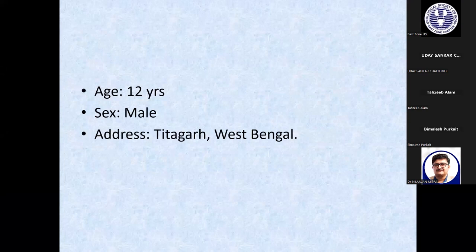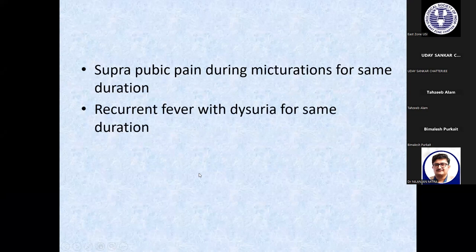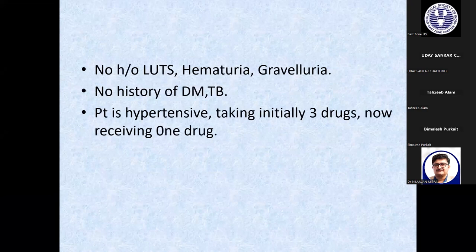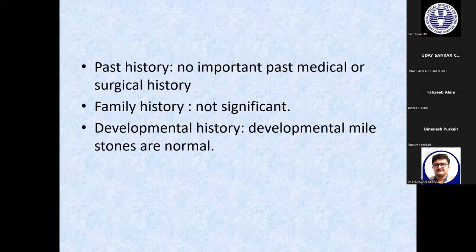So I did not get... a 12-year-old male child who is having recurrent suprapubic pain and fever for the last 5 to 6 years, and occasional dysuria, and also hypertension. I would like to do a urine routine and culture. Yes.